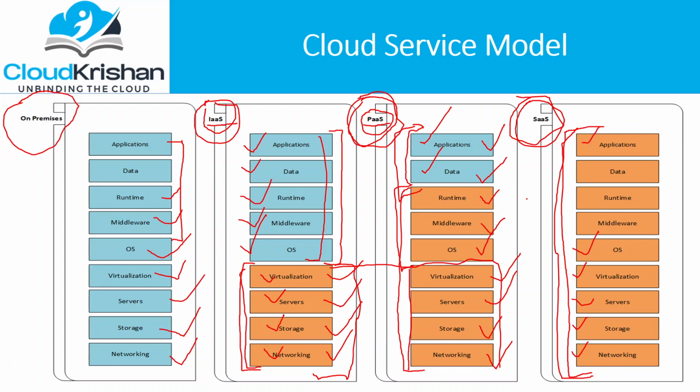I hope this will enhance your knowledge, and you are clear about the cloud service models, as we talked about IaaS, infrastructure as a service, PaaS, platform as a service, and SaaS, software as a service. And on premises, you manage everything, while in SaaS, everything is managed by the provider. IaaS and PaaS are a trade-off between your organization and the cloud service provider.